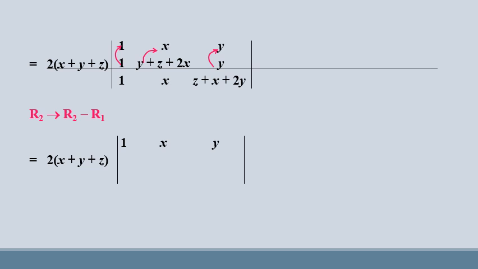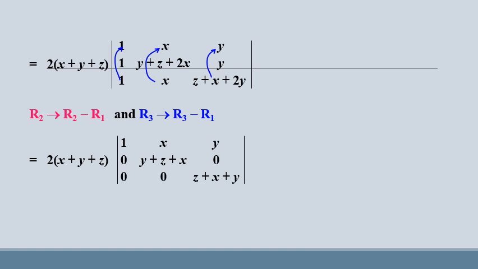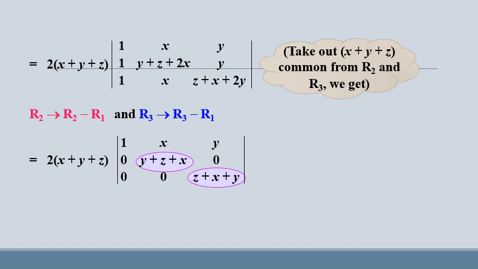So first element of R2 minus first element of R1 we get 0. Next, second element minus second element, we get y plus z plus x, and y minus y, that is the third element, we get again 0. Next, we apply the property on R3, that is R3 implies R3 minus R1. So 1 minus 1, again we get 0, x minus x will be 0, and z plus x plus 2y minus y gives us z plus x plus y.